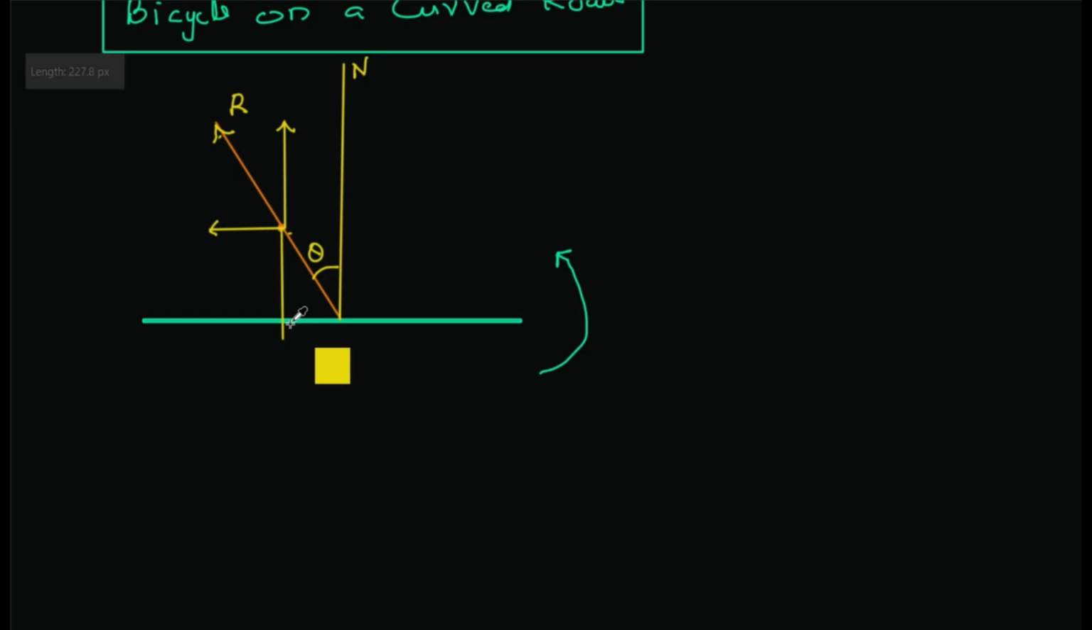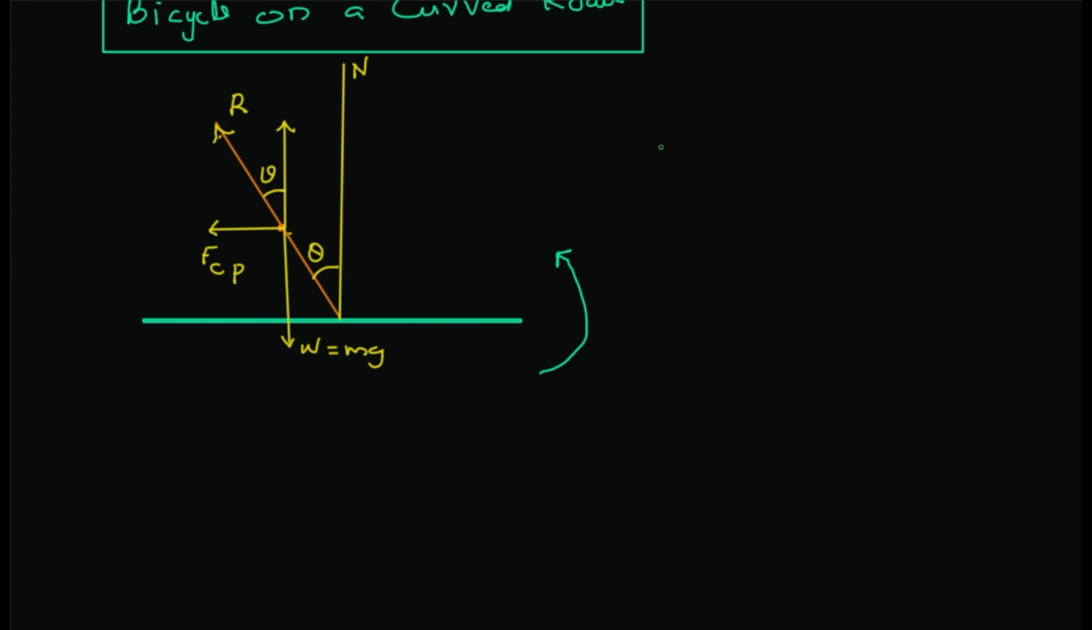This is the weight of the bicycle acting downward. That will be balanced by the vertical component of the reaction. This angle would also be theta in this case. We can write the weight as W equal to mg. And the horizontal component provides the centripetal force, so I can write this as F_CP. So we have all the equations ready now.